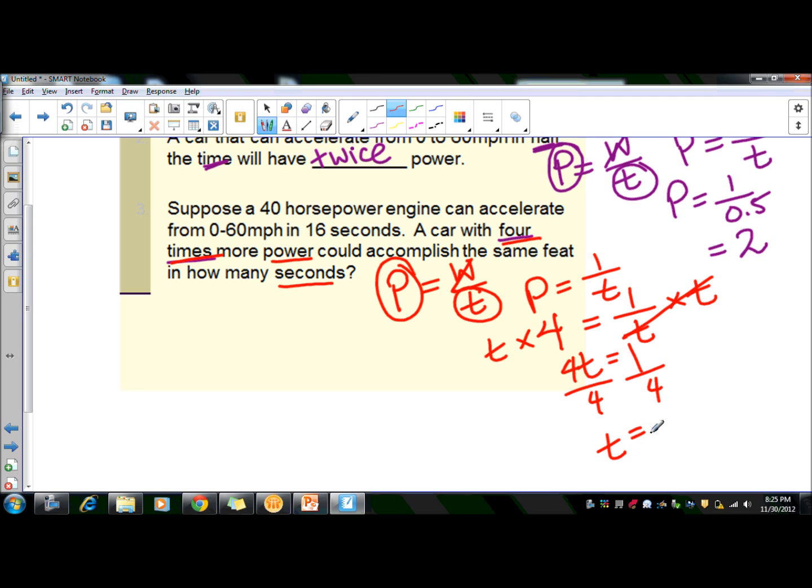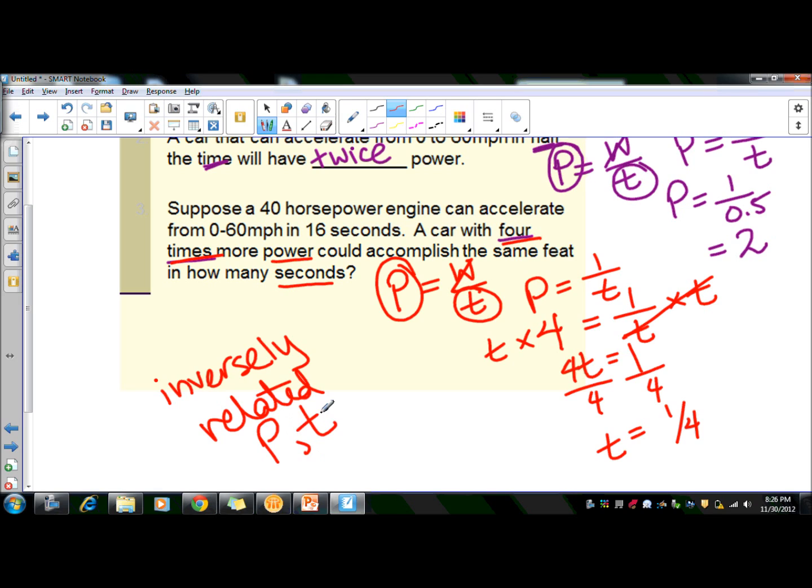So what you're going to notice is in both of these problems, these are inverses. So time changes by half, power changes by double, 1 over 2 versus 2. In this one, power changes by 4, time changes by a fourth. So 4 and 1 over 4. So they are inversely related for power and time. So as power goes up, time will go down.